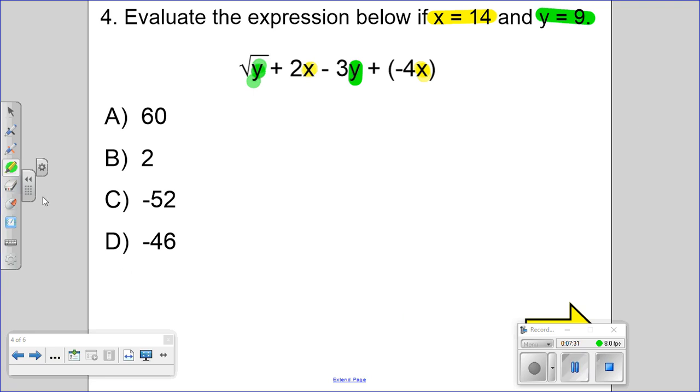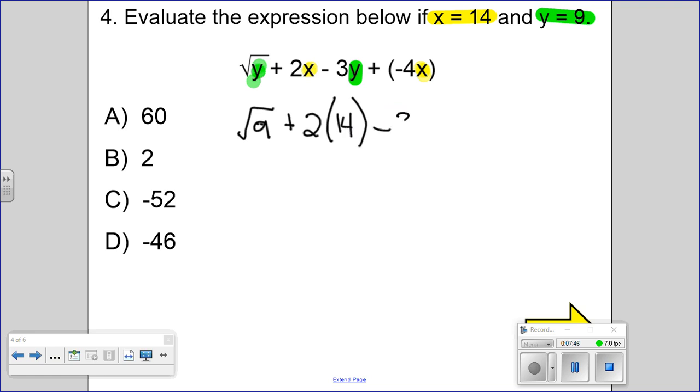So what would this look like? This would look like the square root of 9 plus 2 times 14 minus 3 times 9 plus parentheses negative 4 times x, which was 14. So now if I wanted to solve this by hand, I would need to follow my PEMDAS or GEMDAS rules and go through and follow my order of operations. However, I could also use Desmos to solve when I'm asked to evaluate an expression. So let's see what that would look like.